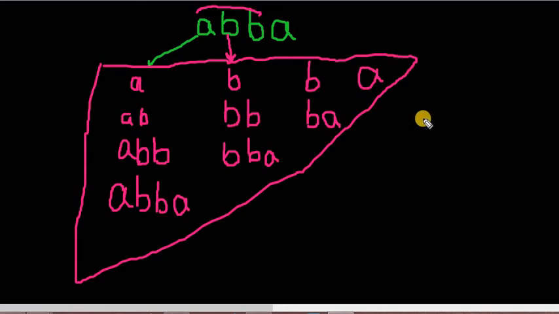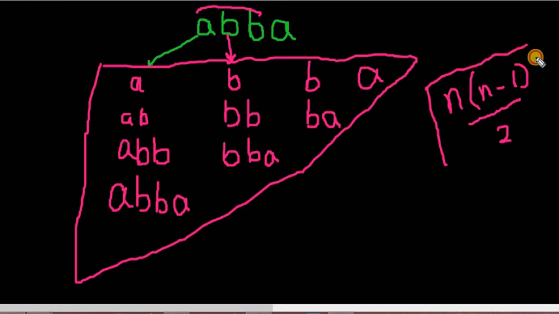We have a formula for the number of substrings: n into n plus 1 divided by 2. This is a common formula we can remember. If any question gives us the length of a string and asks how many substrings are present, we can simply use this formula and get away with the problem.